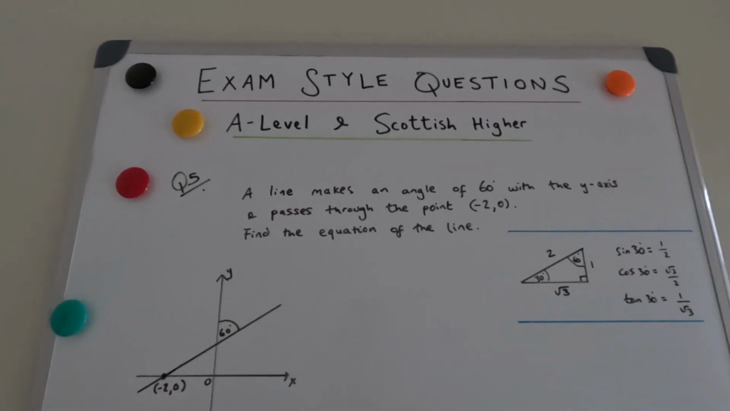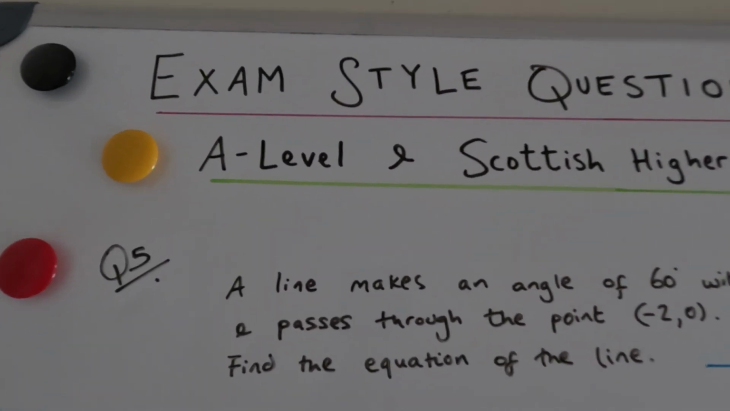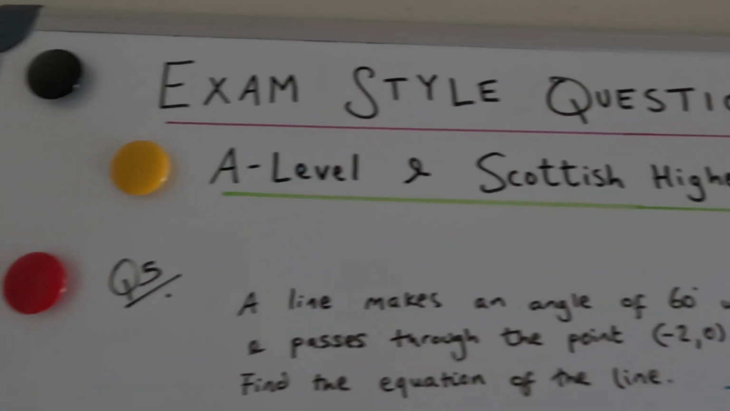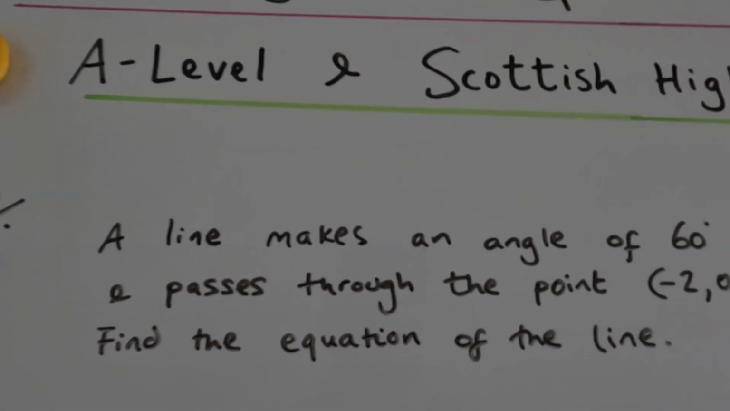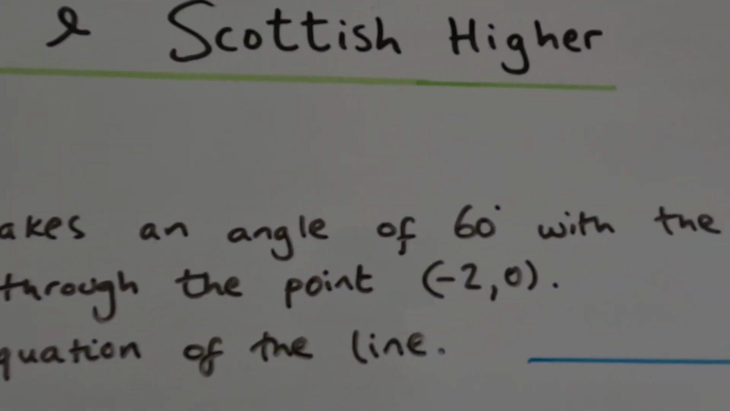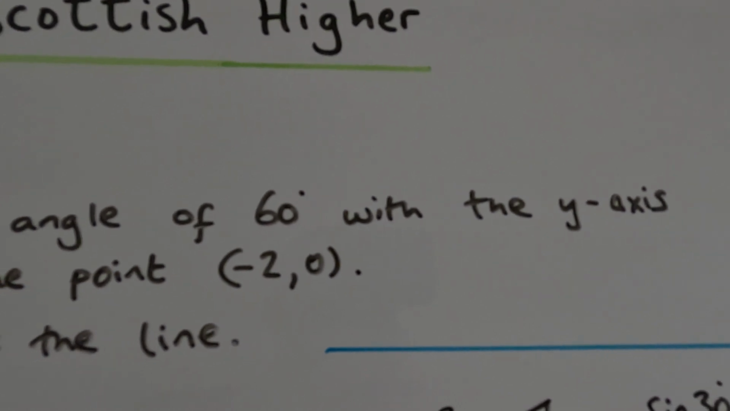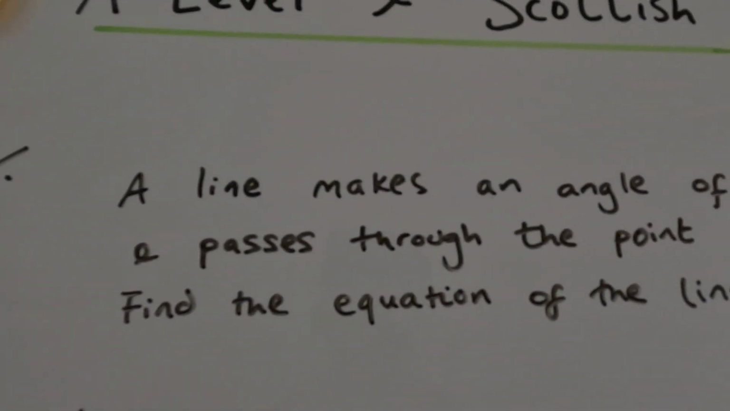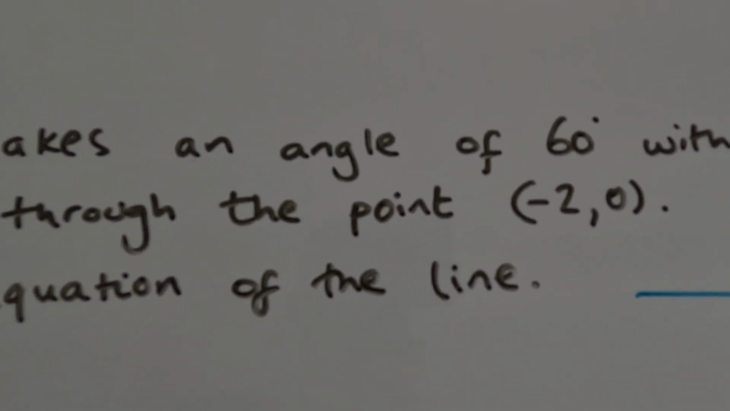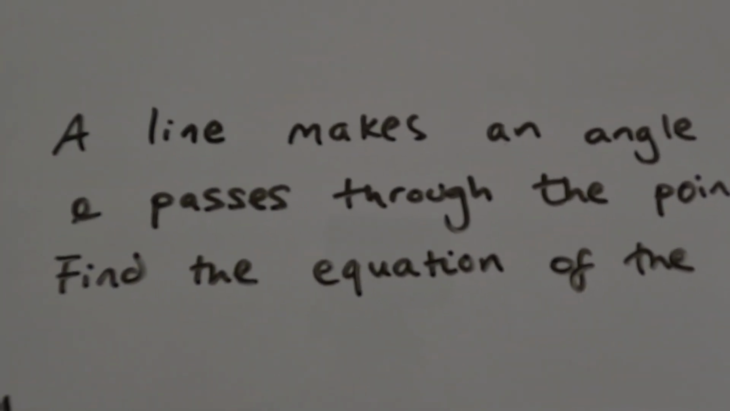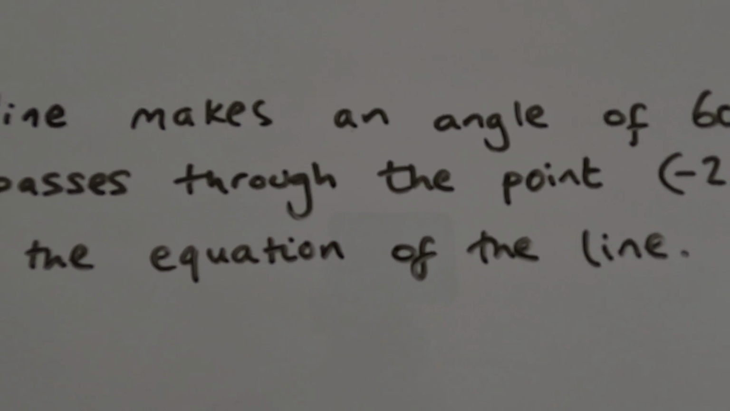So we're going to continue with our exam style questions for A-level and Scottish Higher Maths. Question 5. A line makes an angle of 60 degrees with the y-axis and passes through the point -2, 0. Find the equation of the line.